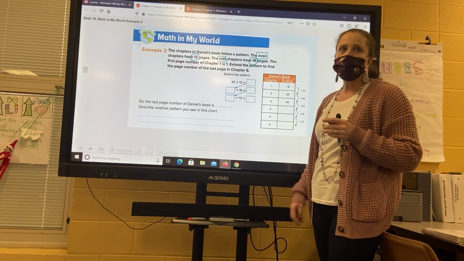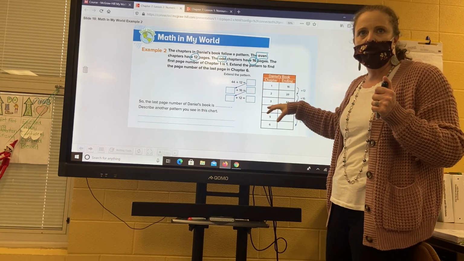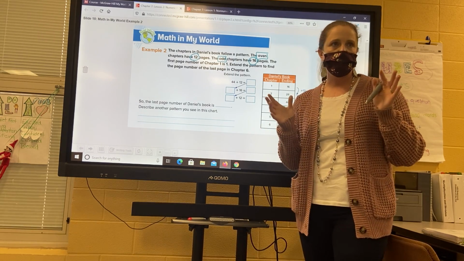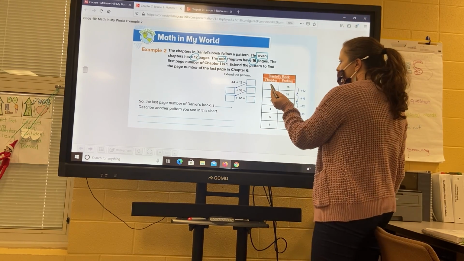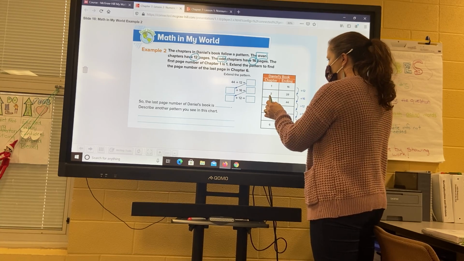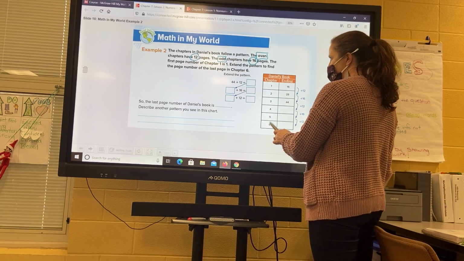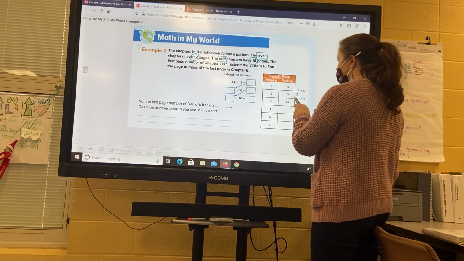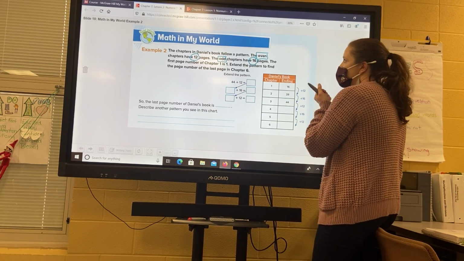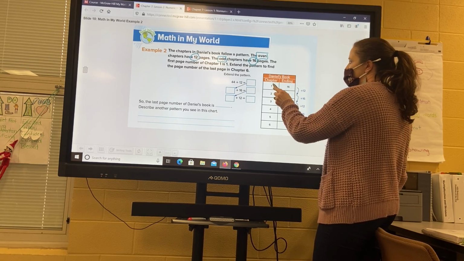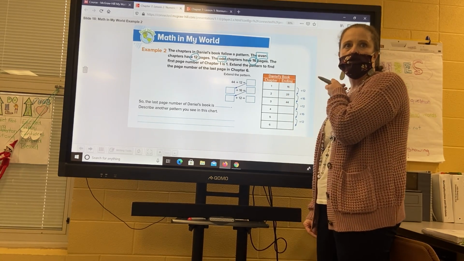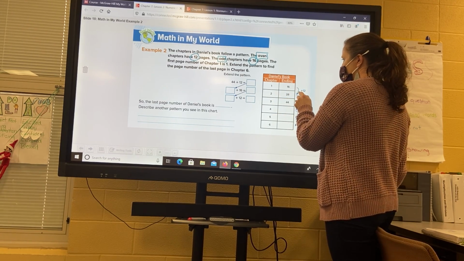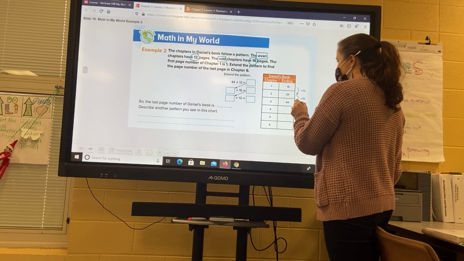All right. So this is when I mentioned a T-chart. This is kind of like a T-chart. When you do patterns, it's a lot easier if you put it into kind of like a chart. These are the chapters: Chapter 1, Chapter 2, Chapter 3, Chapter 4, Chapter 5, Chapter 6. The even chapters are 12 pages, the odd chapters are 16. So chapter 1 we know has 16 pages. Chapter 2 has 12, so we have to add 12 here. Chapter 3 has 16.